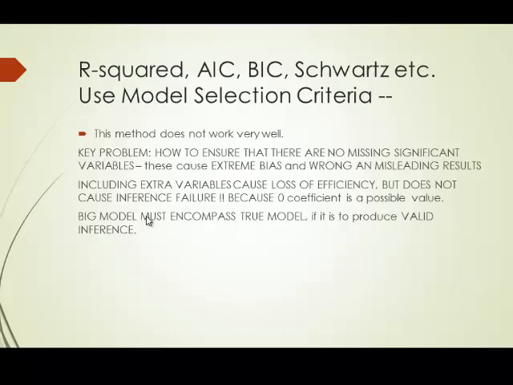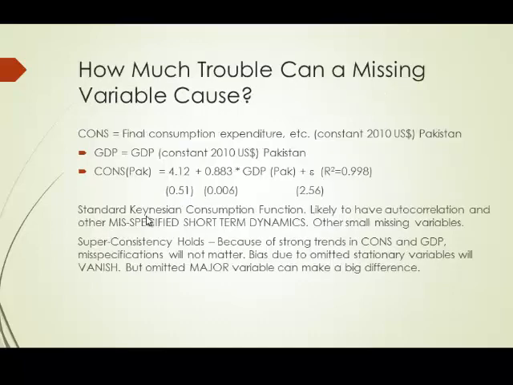So the major lesson from this is that we should start with big models, because as long as our model includes the true model as a special case, the problems that arise are of a lesser degree than the other case where you exclude a significant variable. So this is the first thing that we want to look at. How much trouble can a missing significant variable cause?